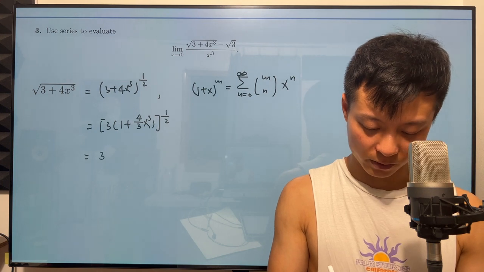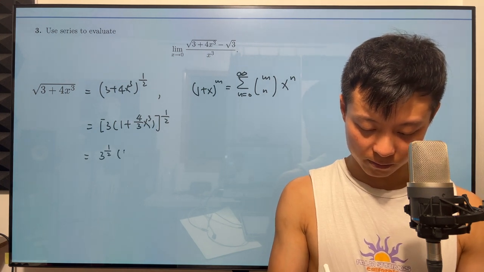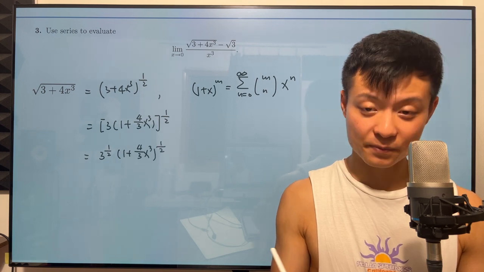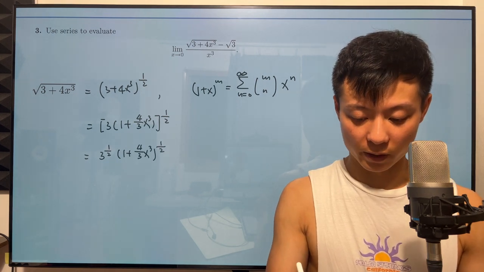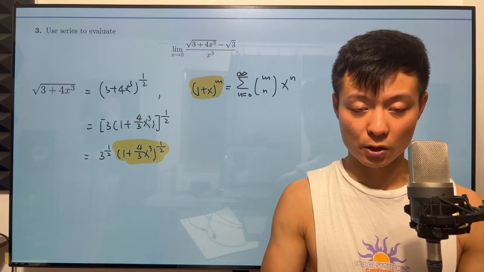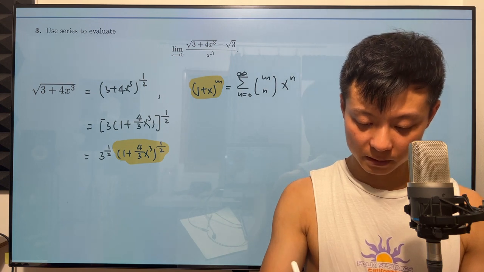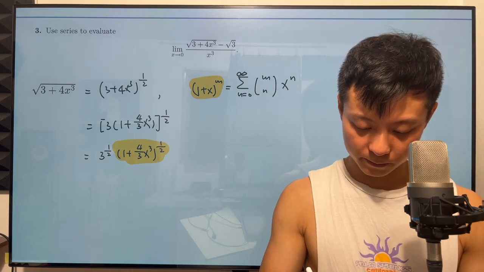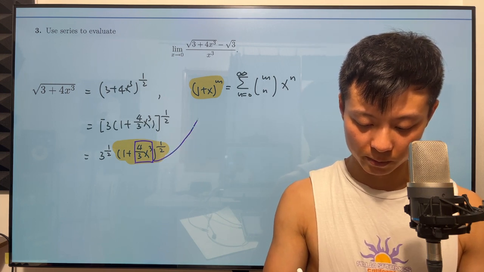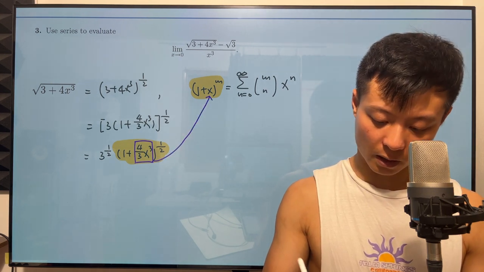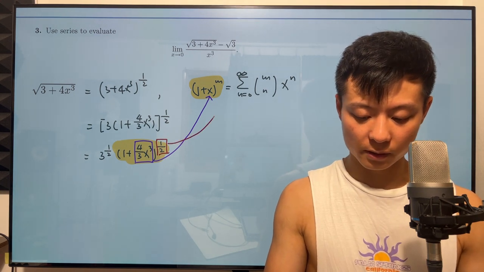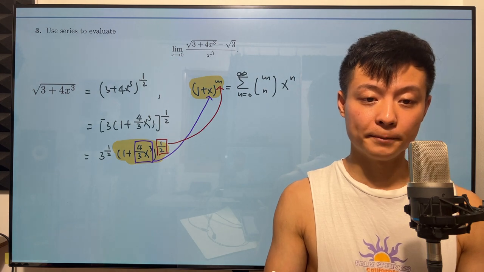So that is 3 to the power 1/2, and then (1 plus that) to the power 1/2. And then the expression we have right now looks exactly the same as the expression in the template, where our x is this one, 4/3 x cubed, replacing this x, and then our m is this 1/2, replacing this m. Okay, like that.